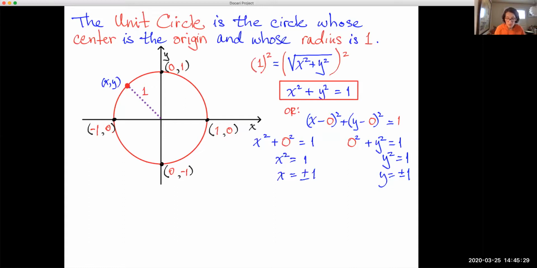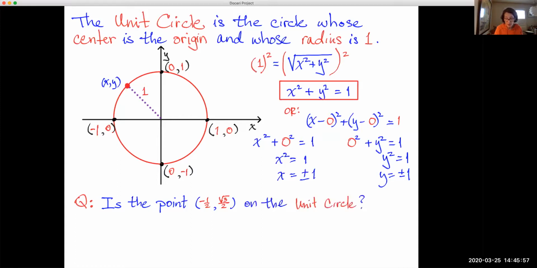So now we're going to look at what some other points look like on the unit circle, and you'll have like 1 or 2 homework exercises like this. So is this point on the unit circle? The coordinates of the point are -1/2 and +√3/2. So how do we decide whether that point is on the unit circle? So is this point on the unit circle?